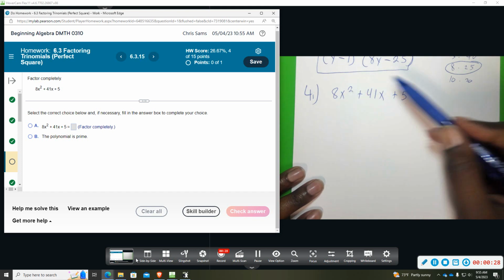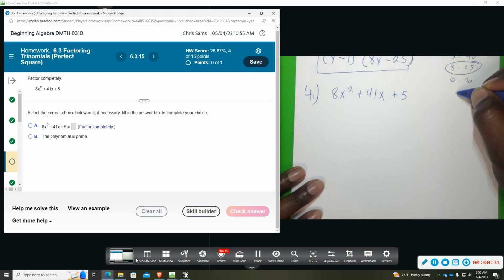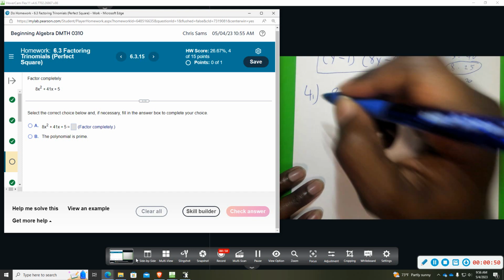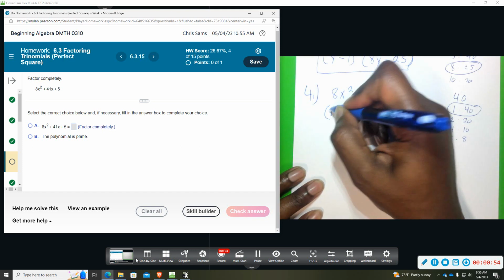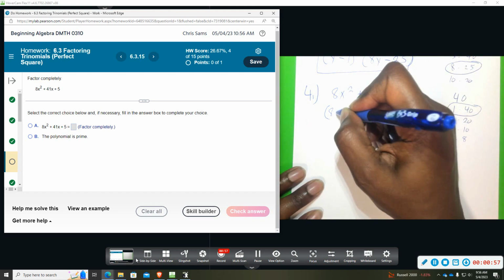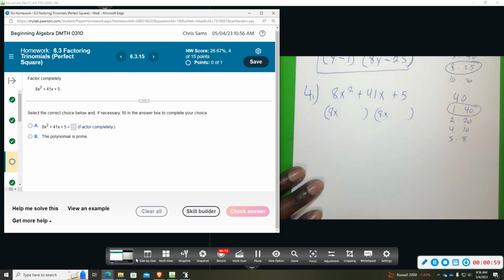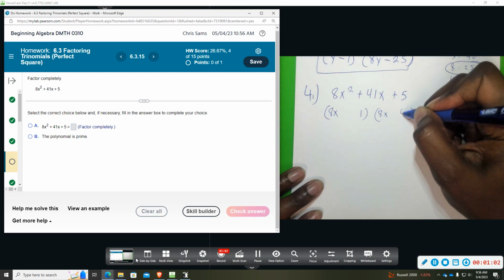So we will multiply 8 times 5, and that will give us 40. And then factors of 40 are 1 and 40, 2 and 20, 4 and 10, 5 and 8. We want to add to get 41. That'd be the first pair. 2 sets of parentheses. Put the 8 in the front of both. Separate the x. Add the 1 and the 40 at the back.